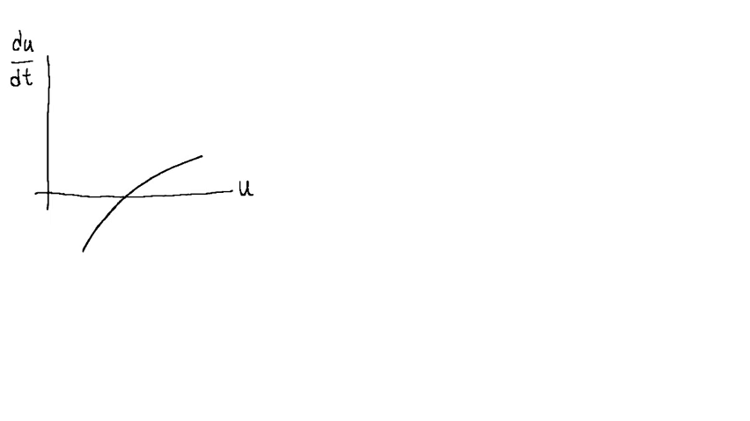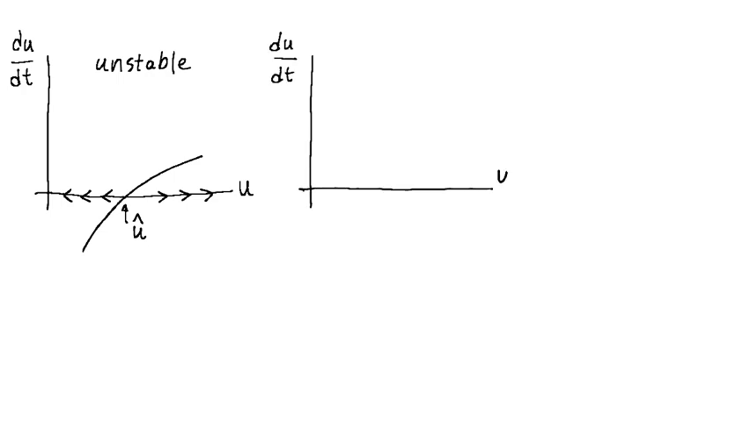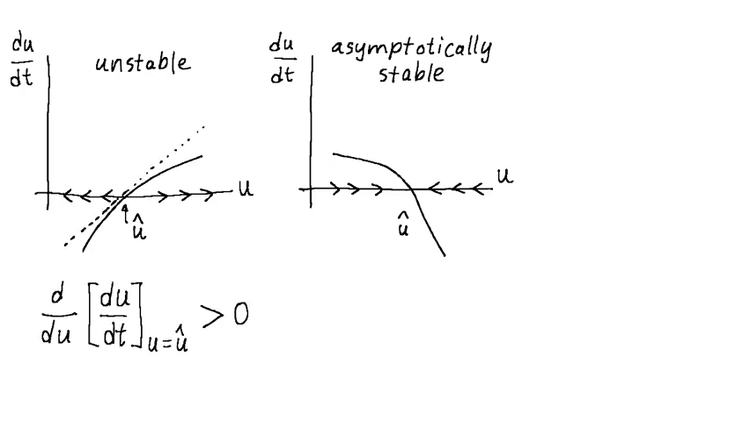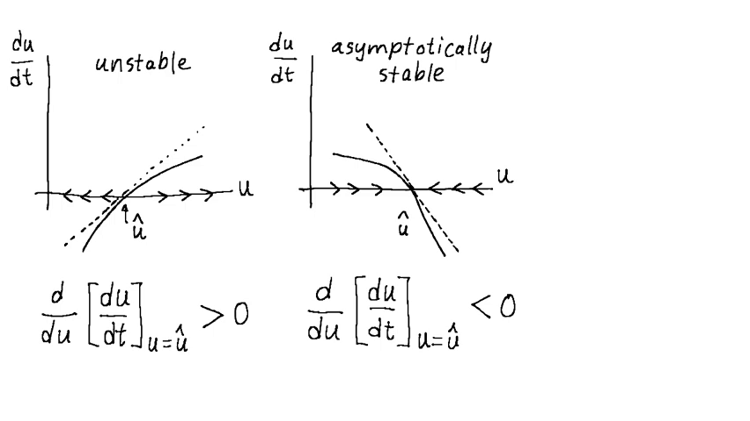You probably noticed that we can diagnose the stability of an equilibrium based on how the graph cuts the horizontal axis at the intersection. If the graph switches from below the axis to above the axis at the equilibrium point, here denoted as u hat, then the equilibrium is unstable. If the graph switches from above the axis to below at the equilibrium point, then the equilibrium is asymptotically stable. In both of these cases, we can rephrase our observations in terms of the slope of the tangent to the graph of du by dt, evaluated at u is equal to u hat. If the slope is positive, then we can say that u hat is unstable. If the slope is negative, then we can say that u hat is asymptotically stable.